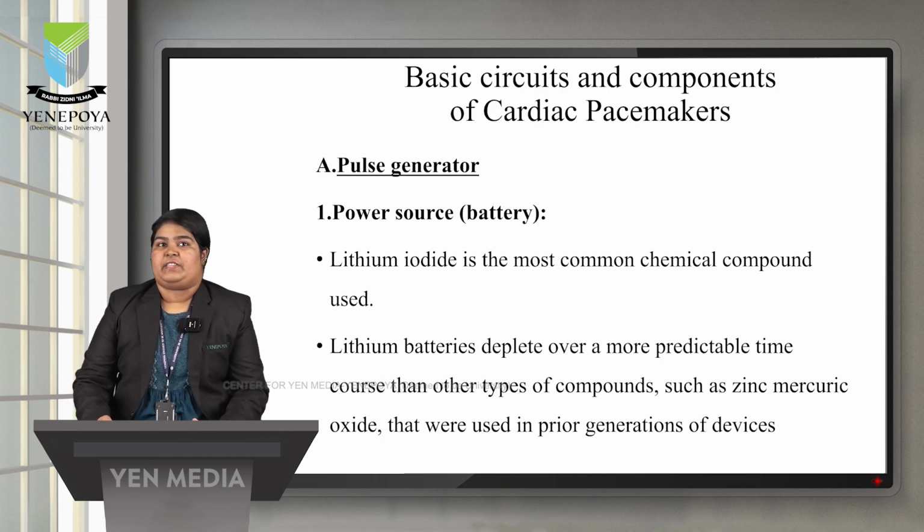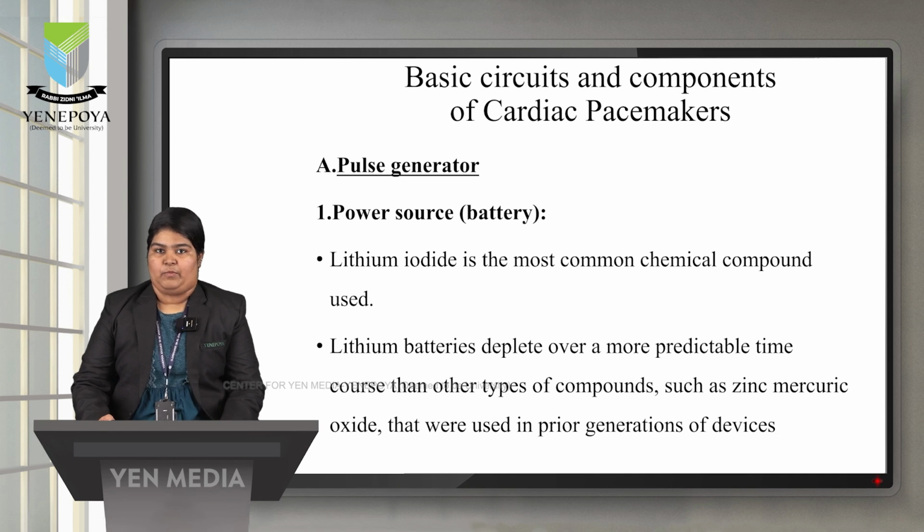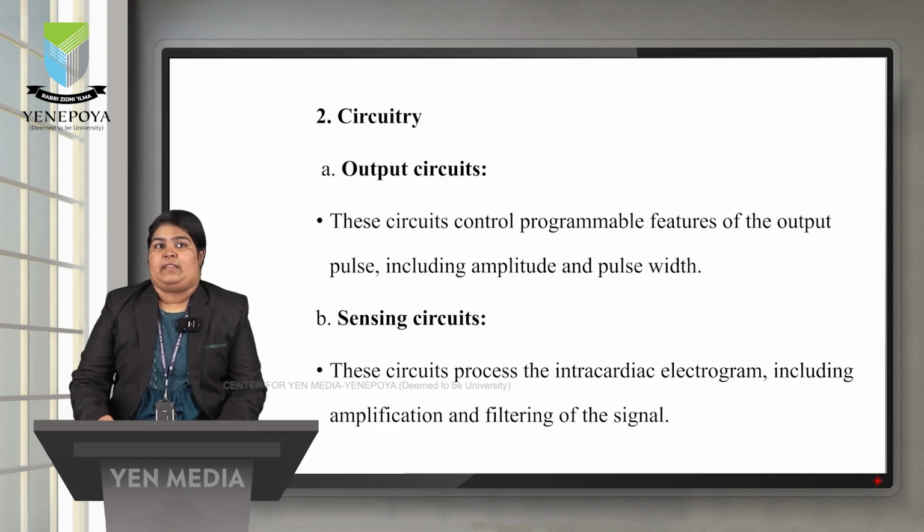So the basic circuits and components of the cardiac pacemaker include, first, the pulse generator. The pulse generator has the power source, which is the battery. The battery is lithium iodide, which is the most common chemical compound used. The main reason lithium iodide is used is that it has a longer lifespan when compared to zinc mercuric oxide, which was used in previous generations. Next are the circuits. The circuits consist of 6 components.